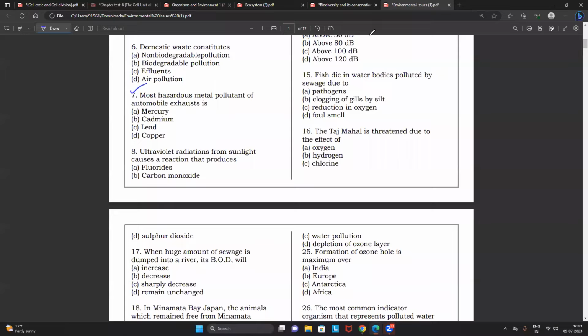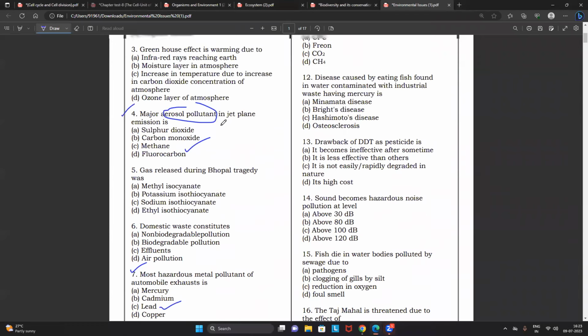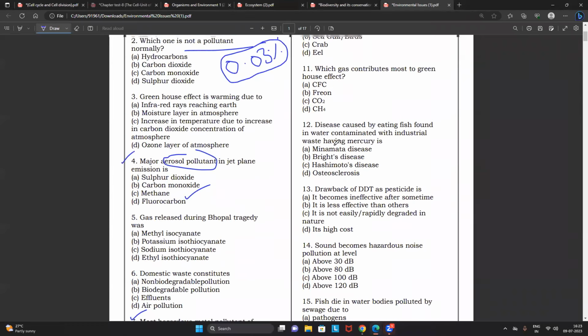Question number 7. All of you have to answer. Don't sit idly and don't just watch. Most hazardous metal pollutant of the automobile exhaust is. In the automobile industry, we all know that it will be lead. No need to get confused with that point. A very, very good question.